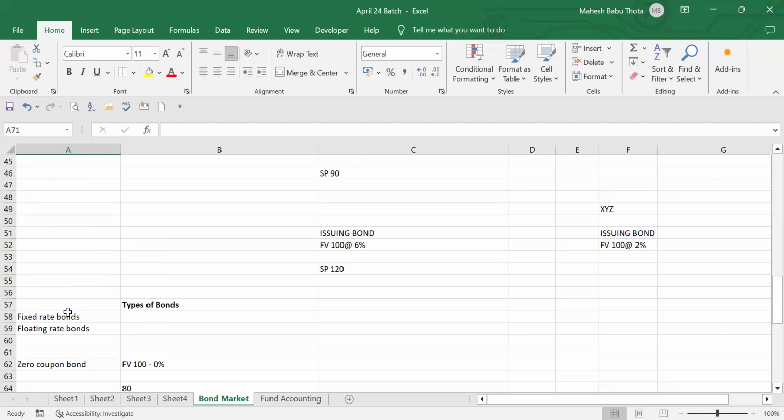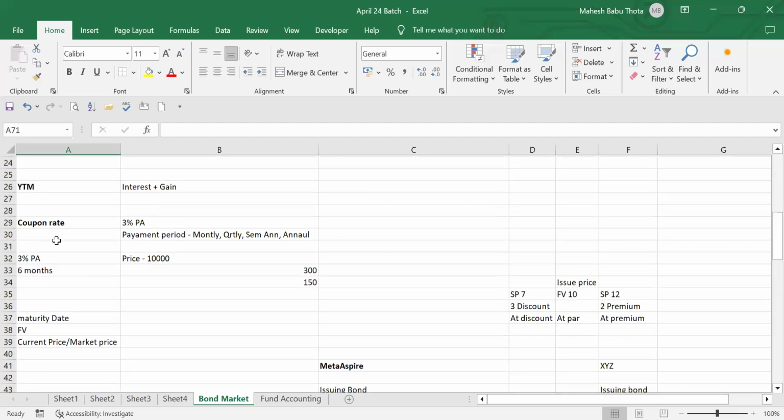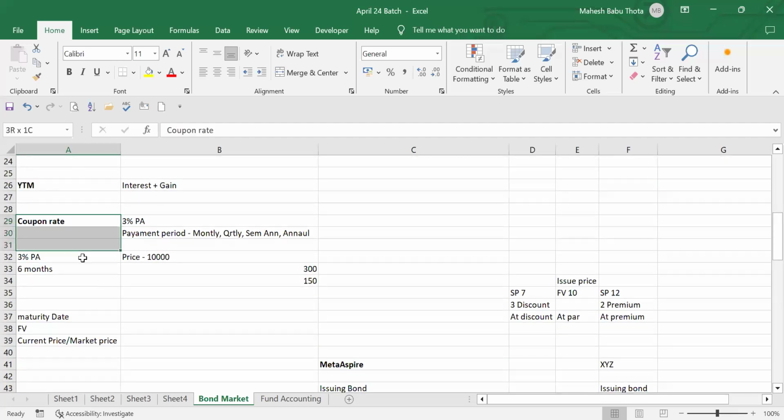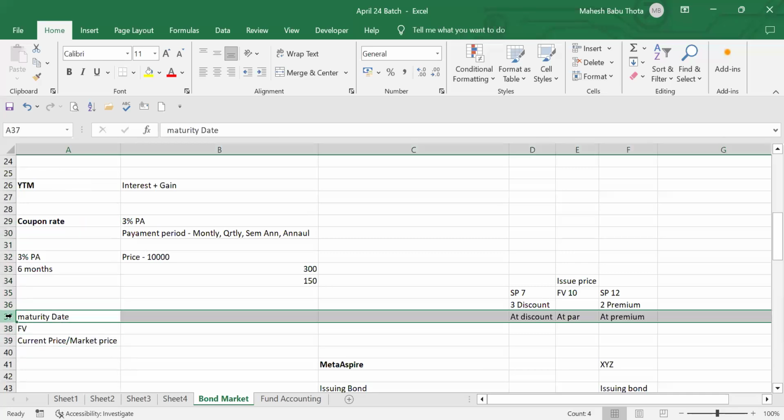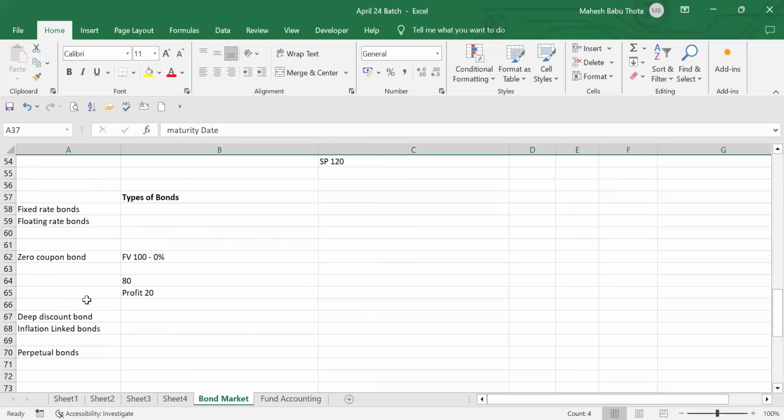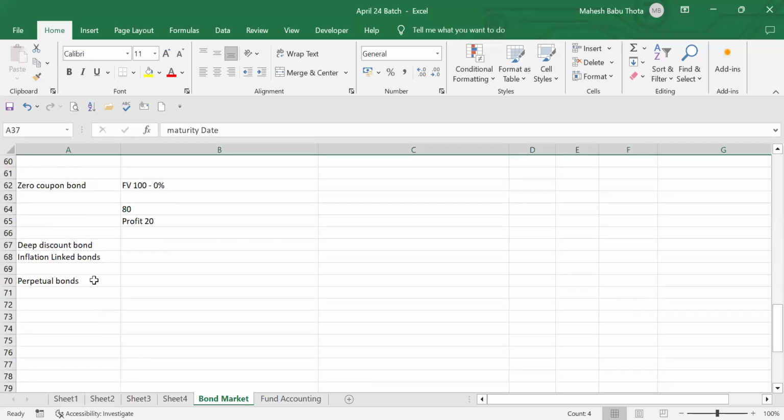So while we are talking about the elements of coupon rate, maturity date, face value, current market price, we are talking about maturity date, right? There will be a maturity date for every bond. The main characteristic of a bond is that there will be a maturity date. But in a few cases, there are bonds with no maturity date also.